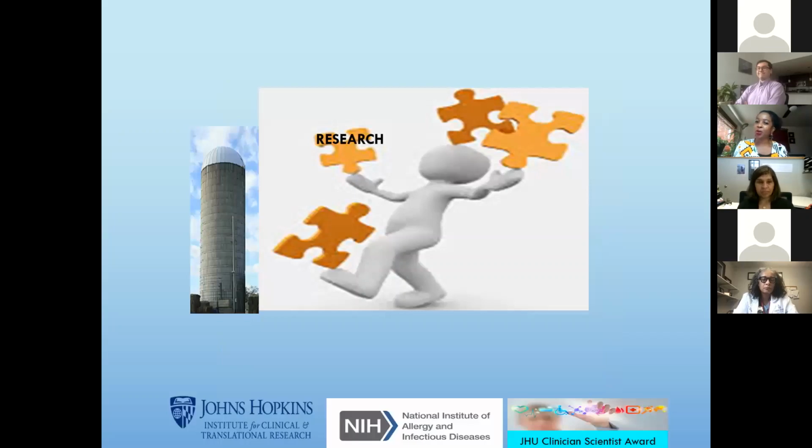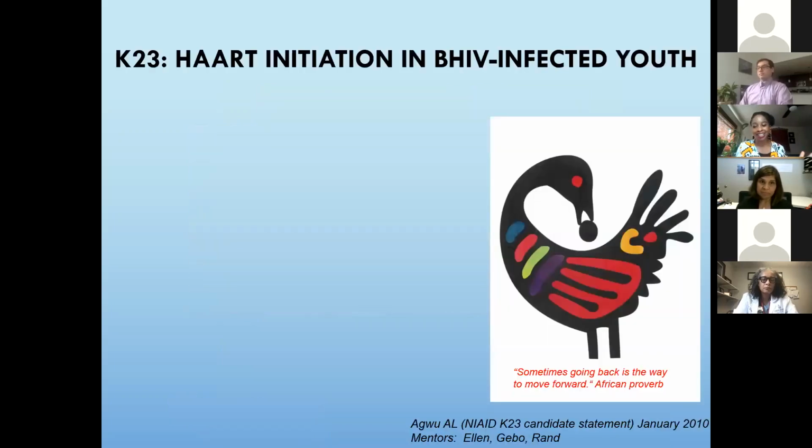And so let's talk about the first silo, which is research. And it is my own silo, I'm gonna own up. I was lucky to receive both a KL2 and a K23, a Career Development Award, and was supported by a GHU Clinician Scientist Award to be able to get my GTPCI, my Master's in Science, as well as to start to ask and answer some critical questions. So this is an African proverb, and it's a Sankofa verb. Sometimes going back is the way to move forward.